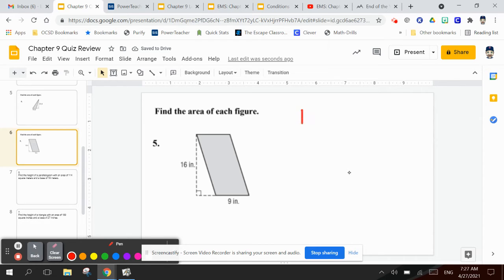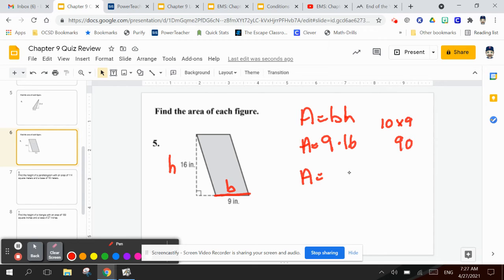Again, here's a parallelogram. My area equals base times height. My bottom base, my highest point is my height. So the area equals 9 times 16. So the area equals 9 times 10 is 90. 9 times 6 is 54. 90 plus 54 is 144 inches squared.